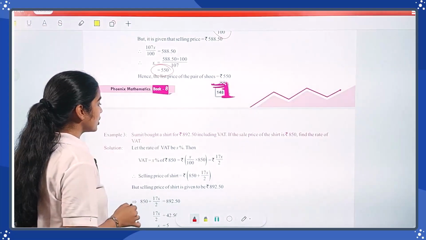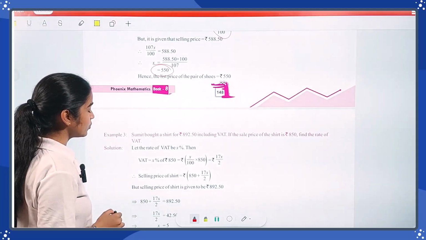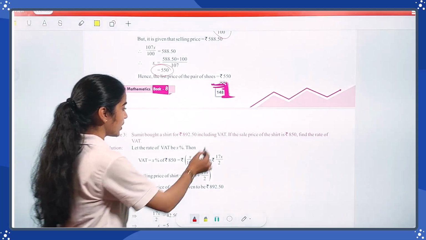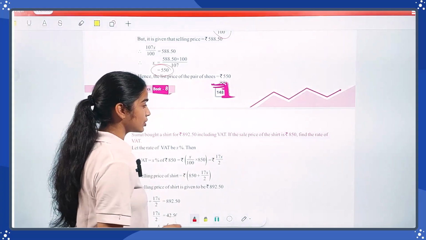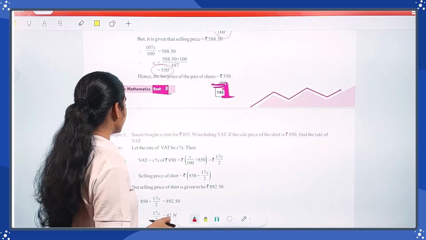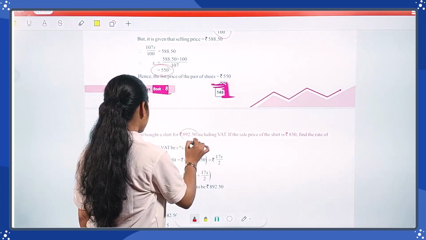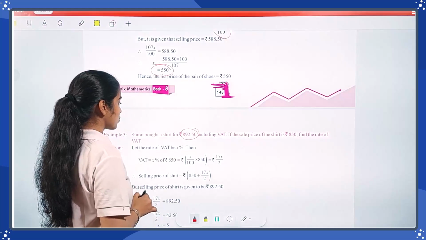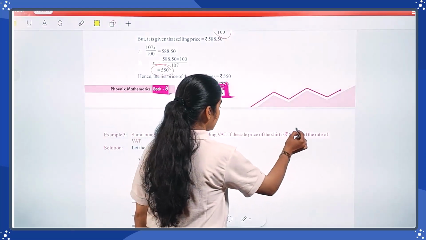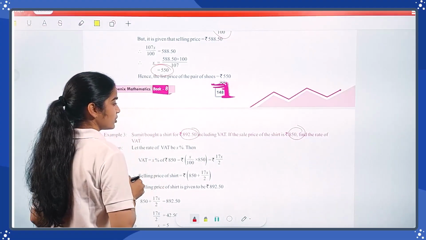Now Sumit bought a shirt for 892.50 including VAT, which is value added tax. If the sale price of the shirt is 850, find the rate of the VAT. So this is what Sumit paid and this is the sale price of the shirt.